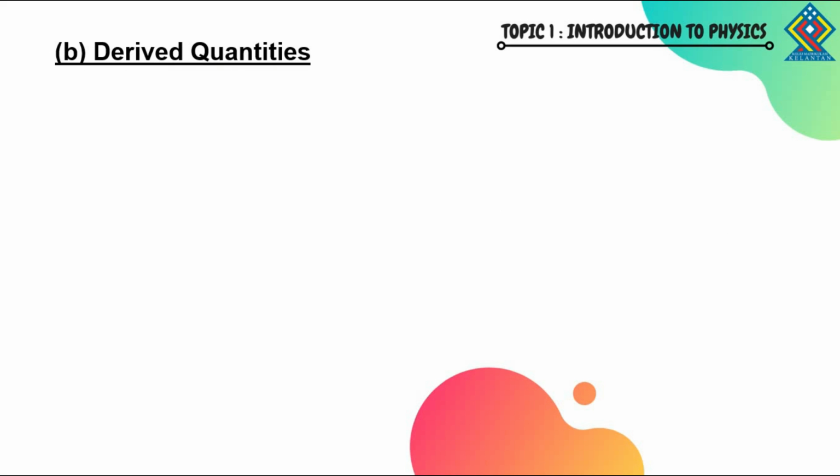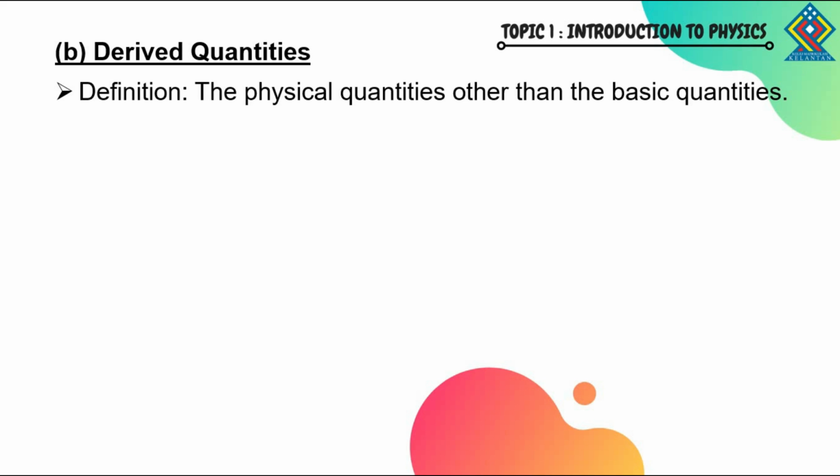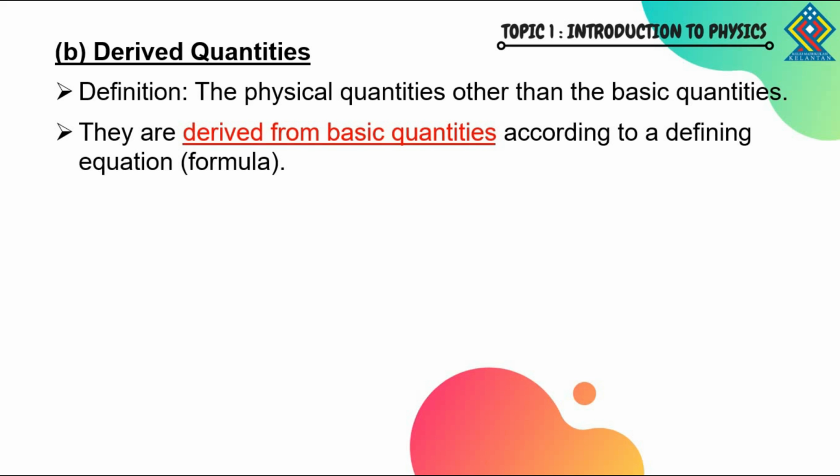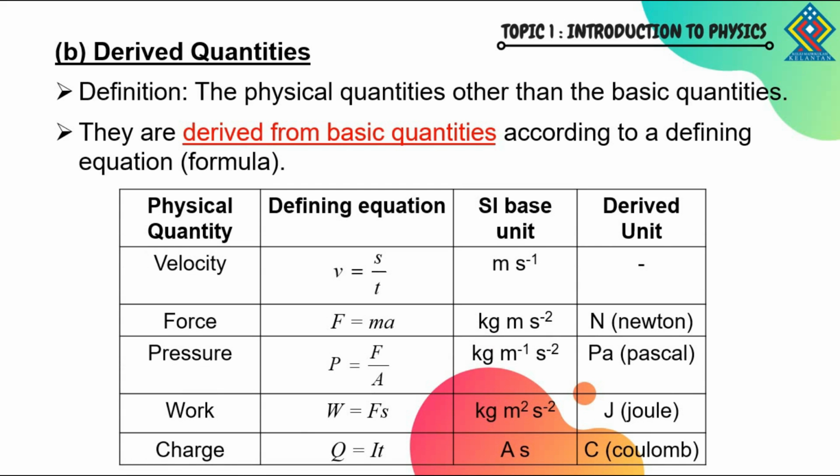Other than that, we have derived quantities. The derived quantities are defined as the physical quantities other than the basic quantities. They are derived from basic quantities according to a defining equation or formula. Here is the example of some of the derived quantities with the equation. Notice that for some derived quantities, we have SI base unit that we directly derive from the equation, and we also have derived unit with the special name, which is equivalent to the SI base unit.